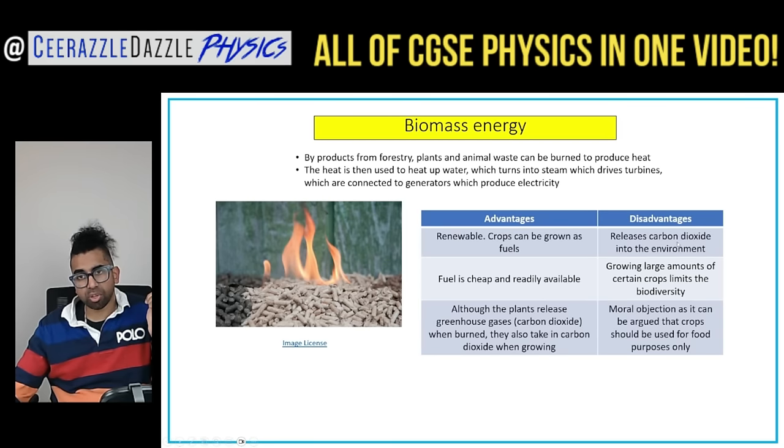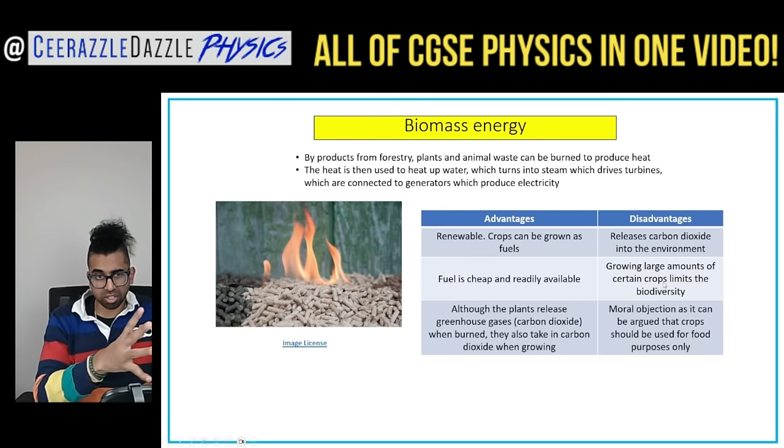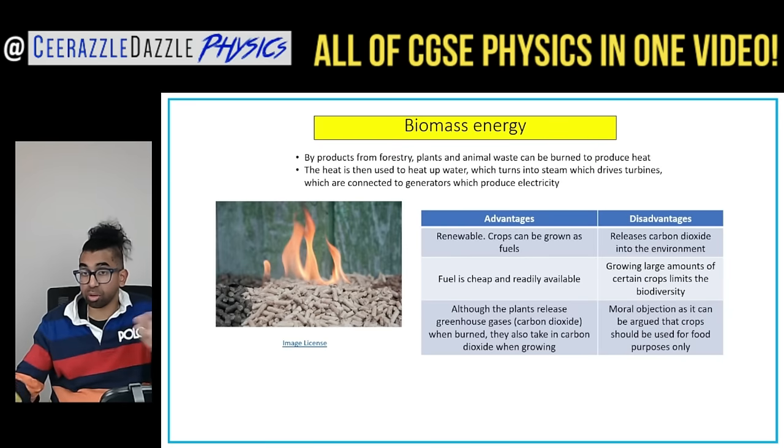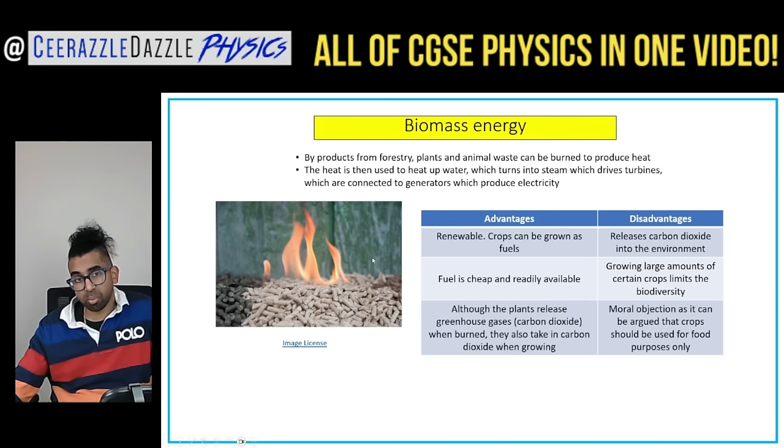Disadvantages: it releases carbon dioxide into the environment. Growing large amounts of certain crops will limit the biodiversity. So that means that if you grow a certain type of one crop, obviously it's going to reduce the variation in crops that you will have in an area. There's also a moral obligation, because people might also say that we could be using those crops to feed people and they shouldn't be used to produce energy.